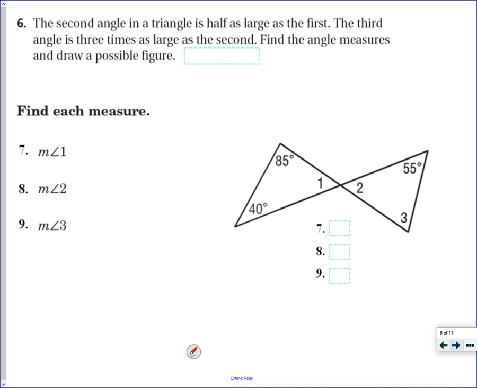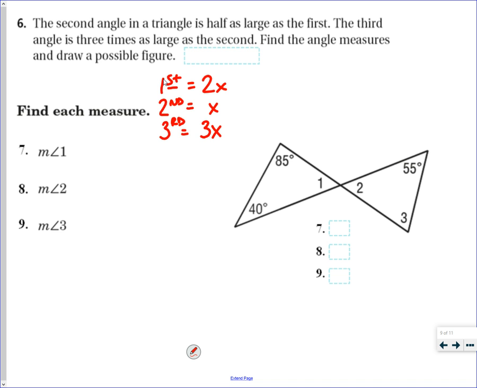However, this is kind of my trick on this, if I said that the first angle was, let's say, 2x, then the second angle is half as large. Well, now that's just x, and I don't have to have a fraction. The third angle is 3 times as large as the second angle. So now 3 times the x is just going to be 3x. I want to find those angle measures.